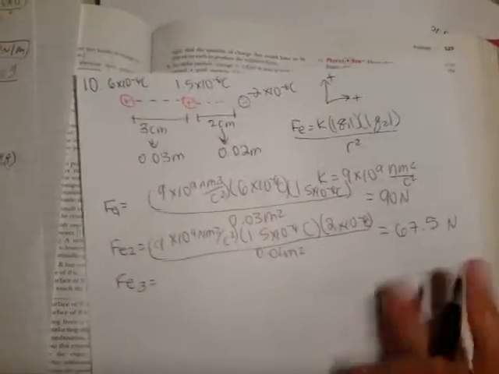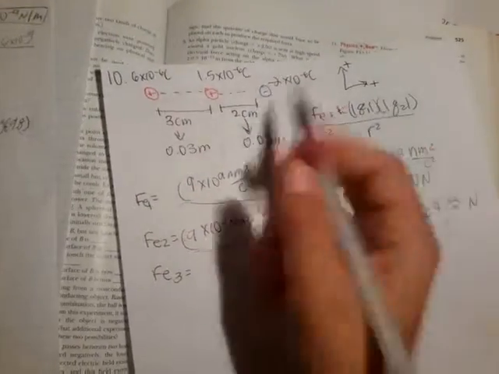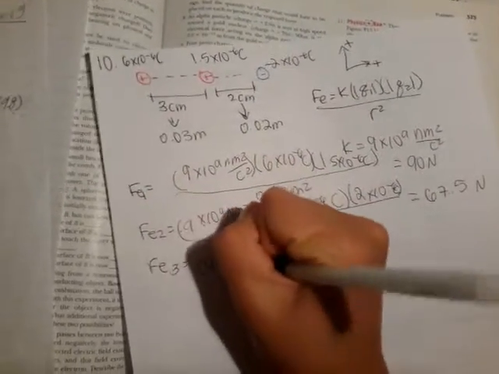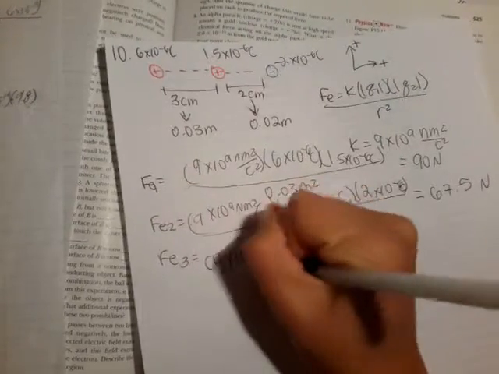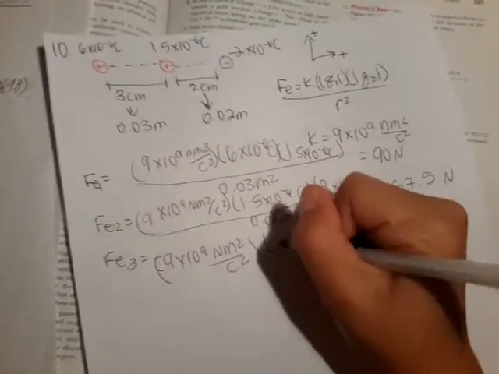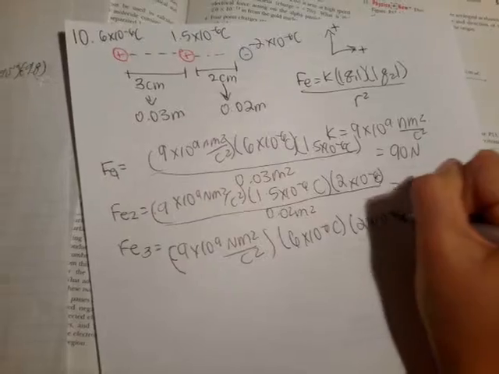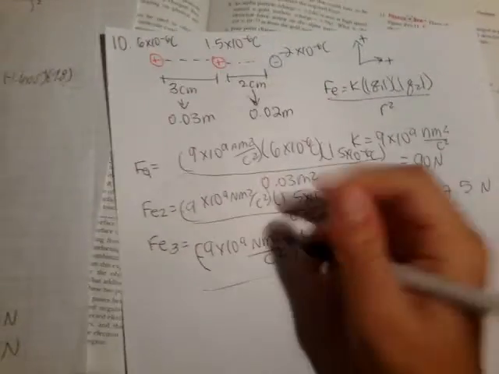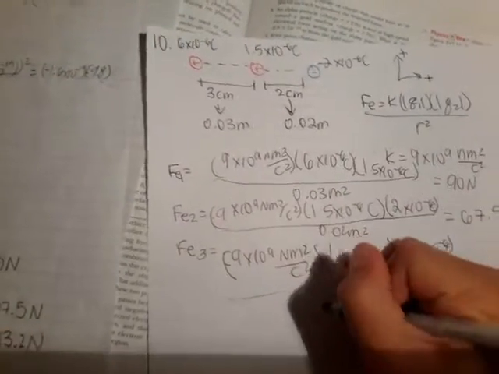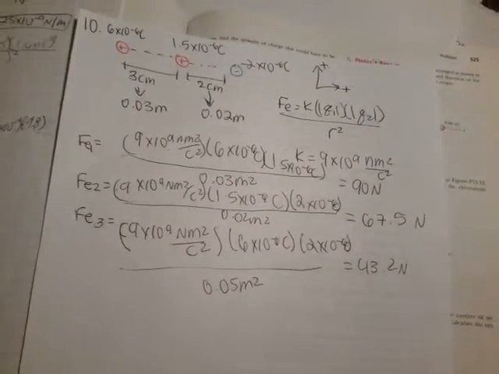And then now you find the third force, which is going to be this proton onto that electron, and you're going to do 9 times 10 to the 9th newtons meters squared per coulomb squared times 6 times 10 to the negative 6 coulombs times 2 times 10 to the negative 6 coulombs all over, and you add the two distances, 0.05 meters squared, and you get 43.2 newtons. So now you need to find the net forces.